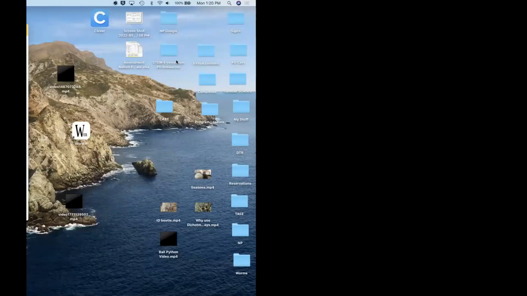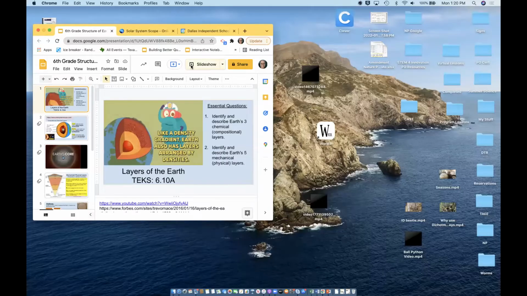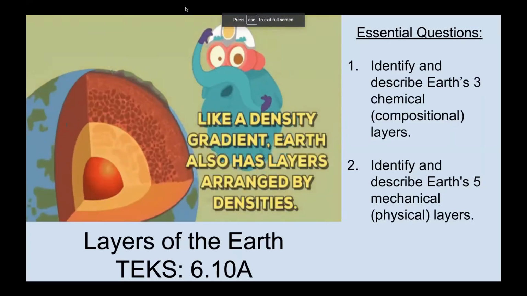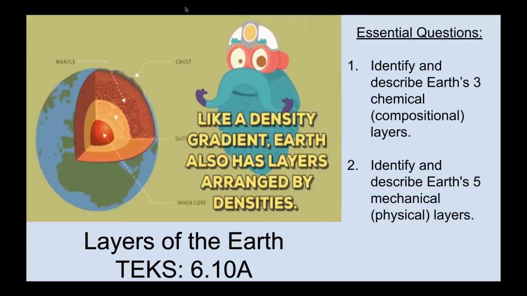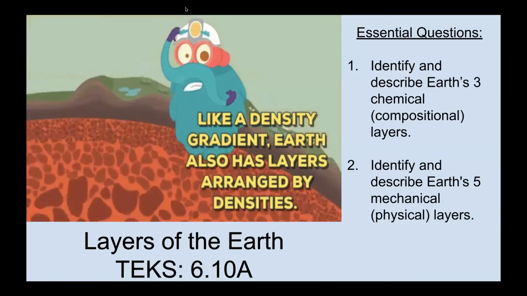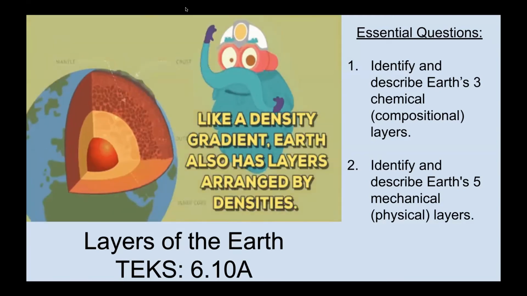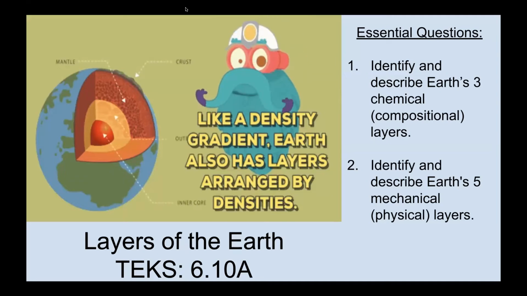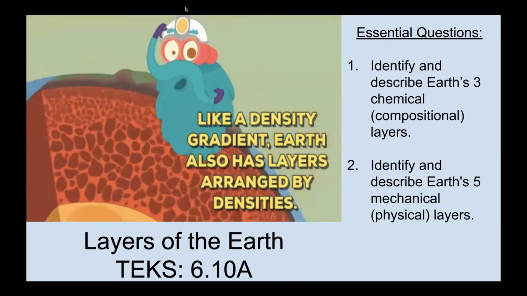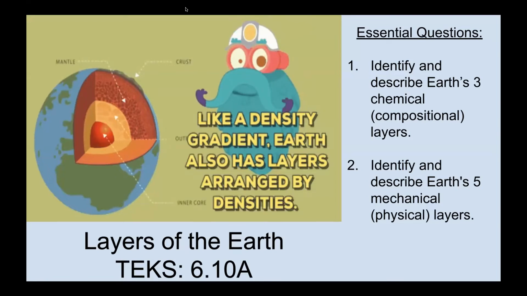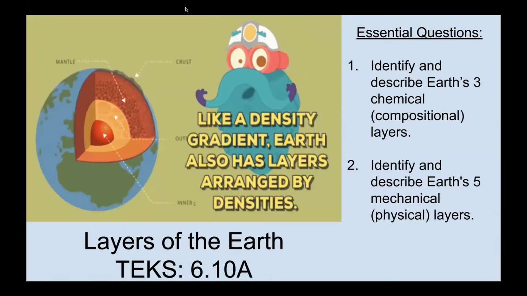I'm going to go ahead and share my screen and we'll get started so that we can learn about the layers. I do have a couple of questions for you. Hopefully by the end of this presentation, you'll be able to answer these two questions. The first is you should be able to identify and describe Earth's 3 chemical or compositional layers. And the second one is you should be able to identify and describe Earth's 5 mechanical or physical layers.